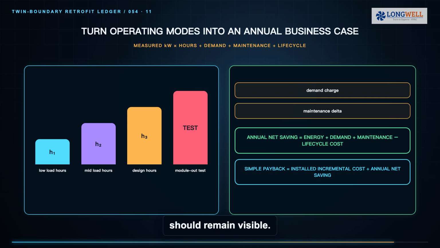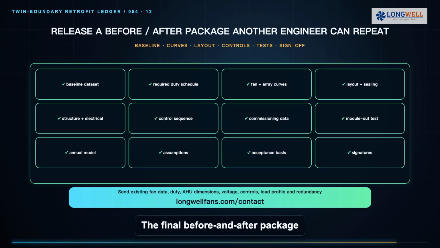The final before and after package should let another engineer reproduce the decision: baseline data, required duty schedule, fan and array curves, layout, structural and electrical details, control sequence, commissioning results, module-out test, measured annual model, assumptions, and acceptance signatures.